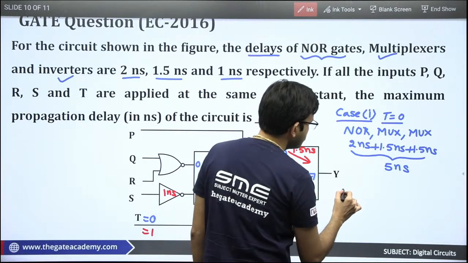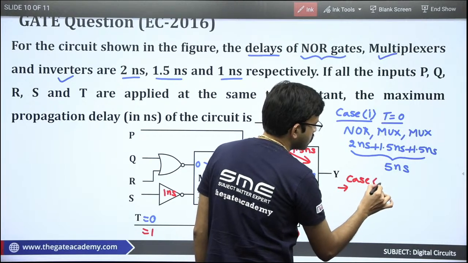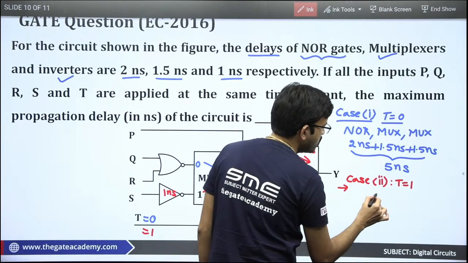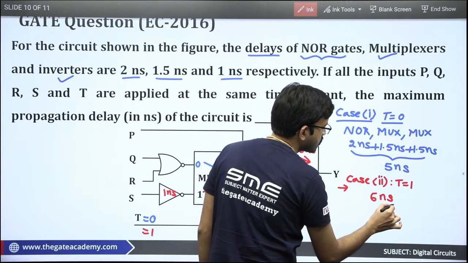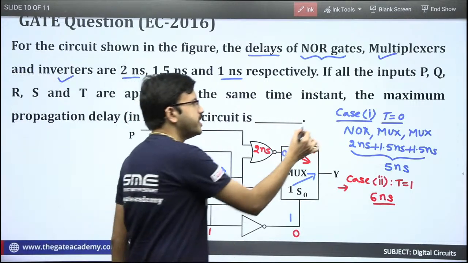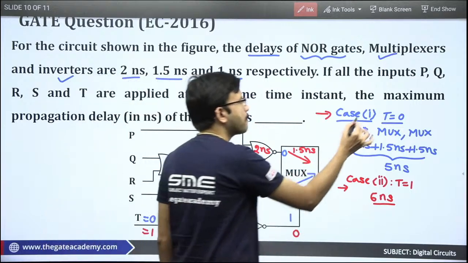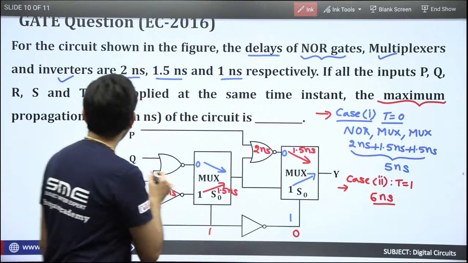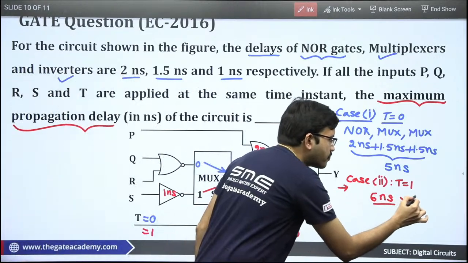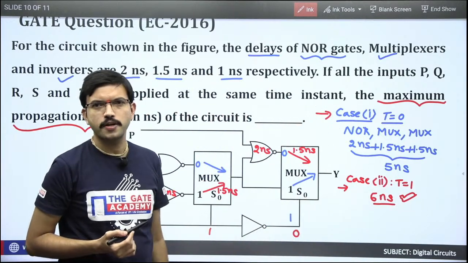When you are considering case 2, t equal to 1, at that time you are getting 6 nanosecond. So in case 1 you got 5 nanosecond, in case 2 you got 6 nanosecond. Here the question is, what? They are asking the maximum propagation delay. Among these two, 6 is the maximum, so obviously 6 will be the correct answer for this question.